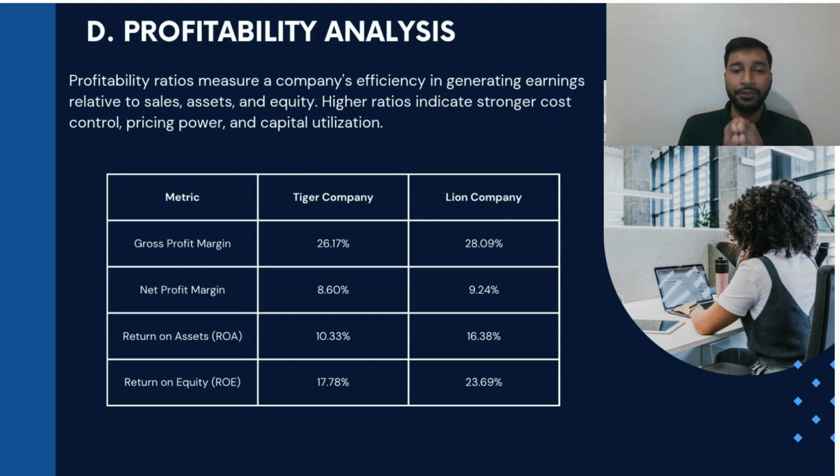Gross profit margin, which measures cost control and pricing efficiency. Net profit margin, showing how much of the revenue becomes actual profit after expenses and taxes. Return on assets, indicating how effectively a company uses its assets. Return on equity, measuring how well a company uses shareholders' funds to generate profit.